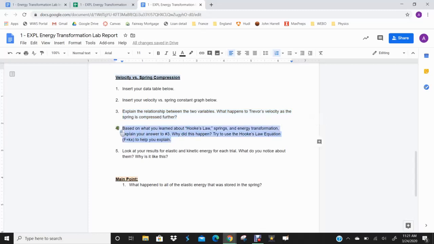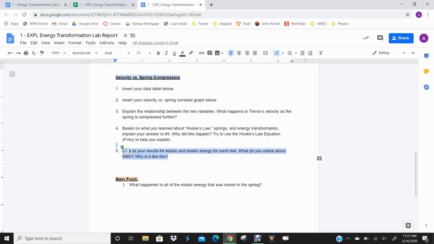Why did this happen? We just kind of talked about that, but again, using this equation here, F equals kx, you increase x, you leave k the same. The restoring force that's applied here must increase, and then if you turn that over to F equals ma, once again, since the mass is held constant, if the force is increasing, then that means the acceleration must increase.